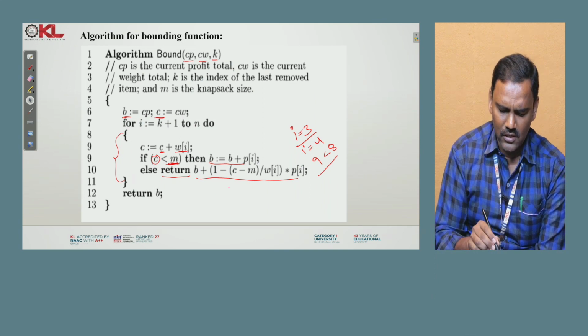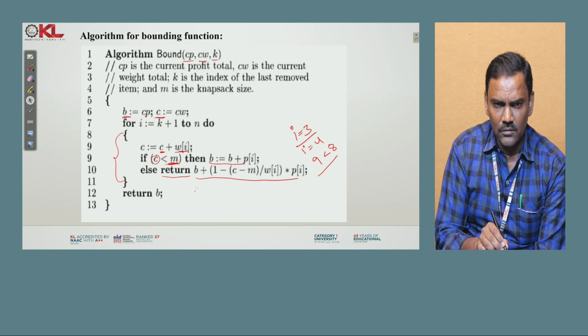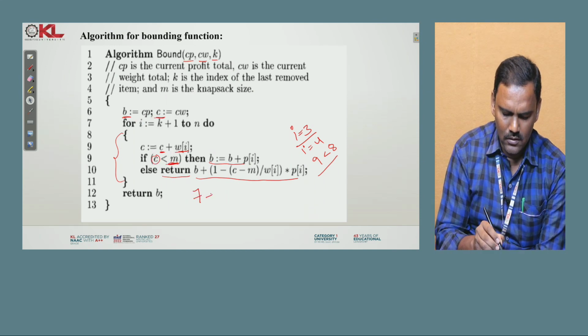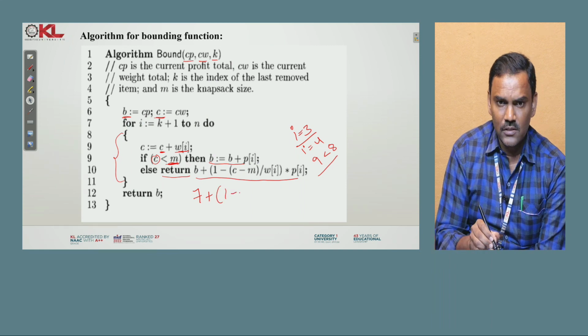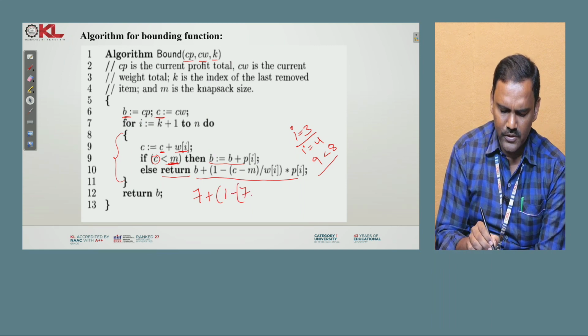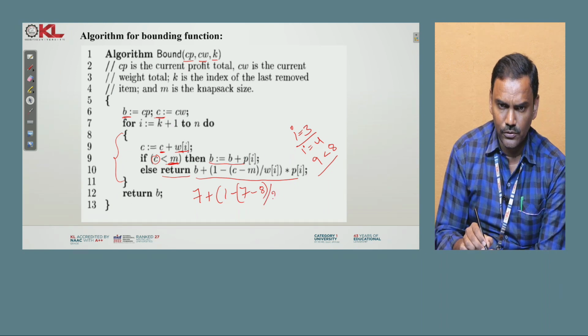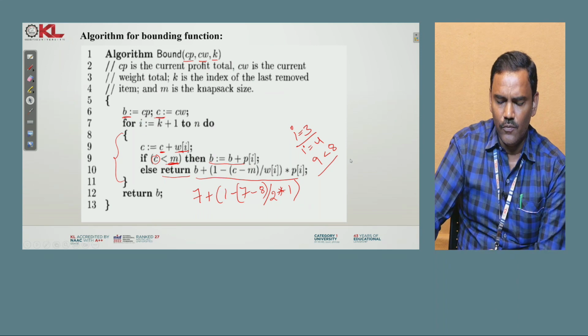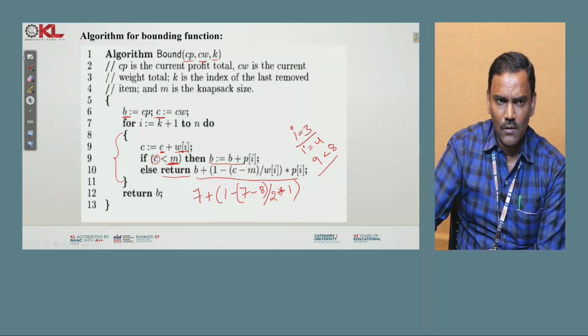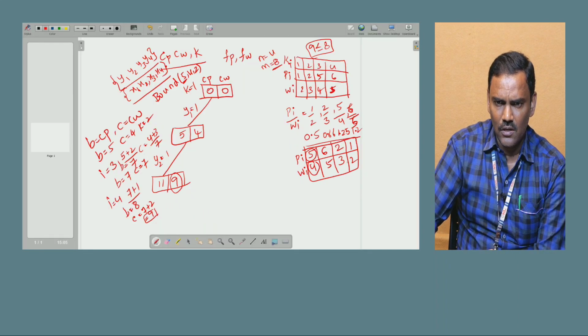What is the else condition here? B, we are going to be having 7 plus 1 minus what C is going to be. C is also going to be 7. What is your M value? 8. Then what is your weight? 2. Then what is your profit here? 1. That I will show you in the example I have taken. See, the W value is equal to 2 and the P profit is going to be 1.